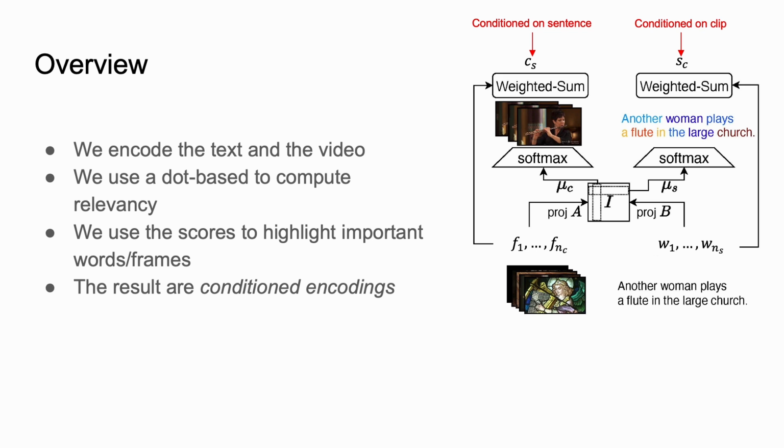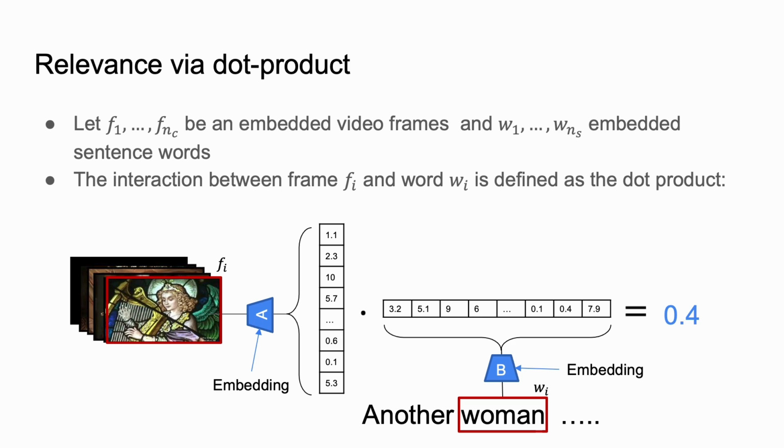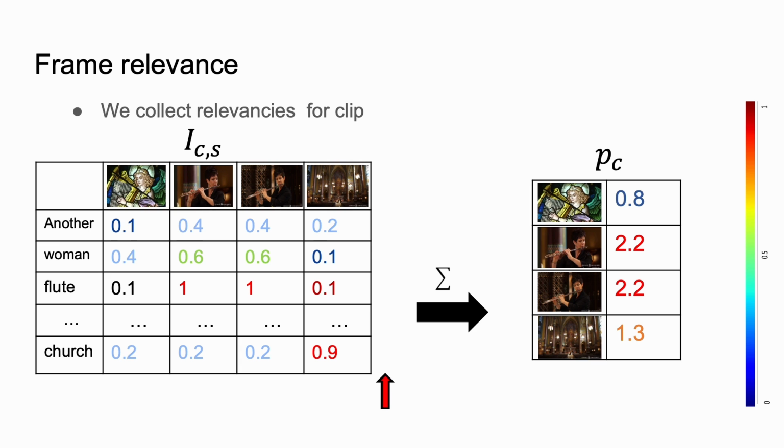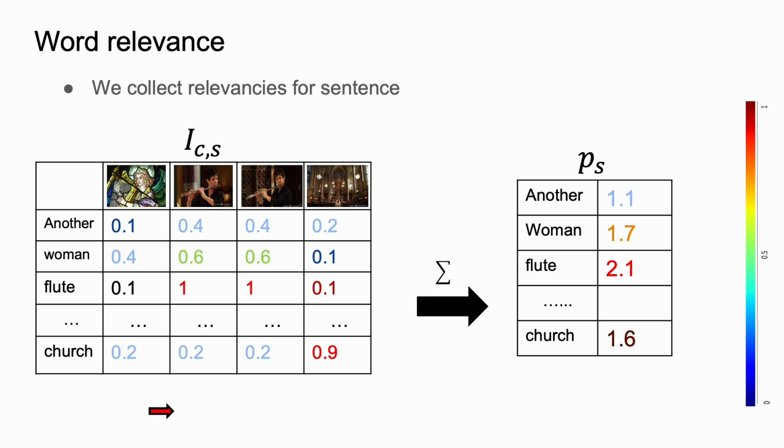This is a high-level view of our model. As you can see, given the frame representations and the word representations, we condition them by a dot product to get scores, which are later converted to a probability distribution in order to recalculate the conditioned representations. Our conditioning unit is based on dot product. In this example, we can see that the interaction between the first frame and the word woman gives a score of 0.4. We do the same for all of the frames and all of the words to get a scores matrix. In order to calculate the conditioned representations for the frames, we calculate the different frames scores by summing across the words interactions. And the same thing applies for the other direction.